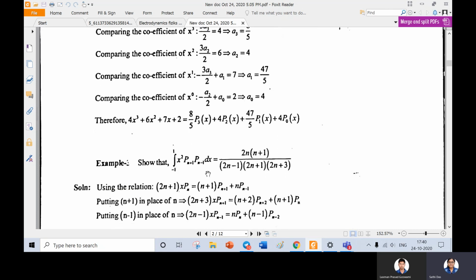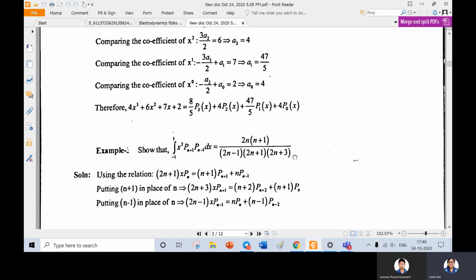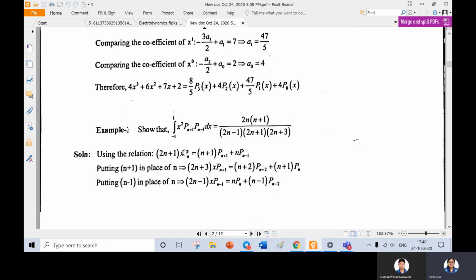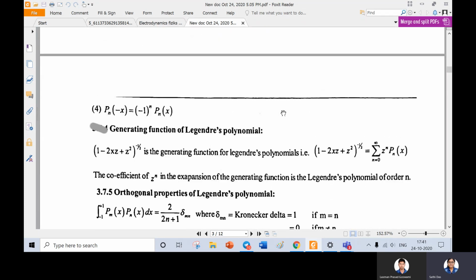Suppose you can utilize another kind of question, another property. Show that the integration from minus 1 to plus 1 of x square Pn plus 1 Pn minus 1 dx equals 2n into (n plus 1) divided by (2n minus 1)(2n plus 1)(2n plus 3). You have to use this relation: (2n plus 1) x Pn equals (n plus 1) Pn plus 1 plus n Pn minus 1. Put n plus 1 in place of n, you will get this one, and put n minus 1 in place of n, you will get this formula. And then just simplify it.